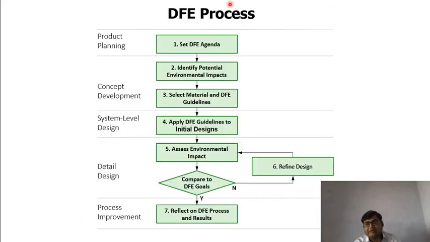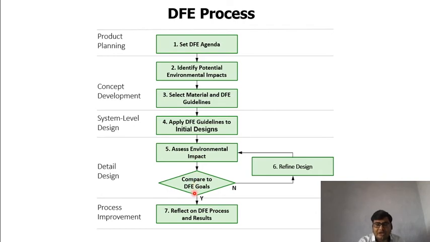And what is the design for environment process? So first of all, we need to set the agenda: okay, I want to achieve this thing. Then we identify potential environmental impact. Then we select material and follow the design for environment guidelines. Then we apply these guidelines to the initial design. Then again we assess the environmental impact. Then we compare to our goal.